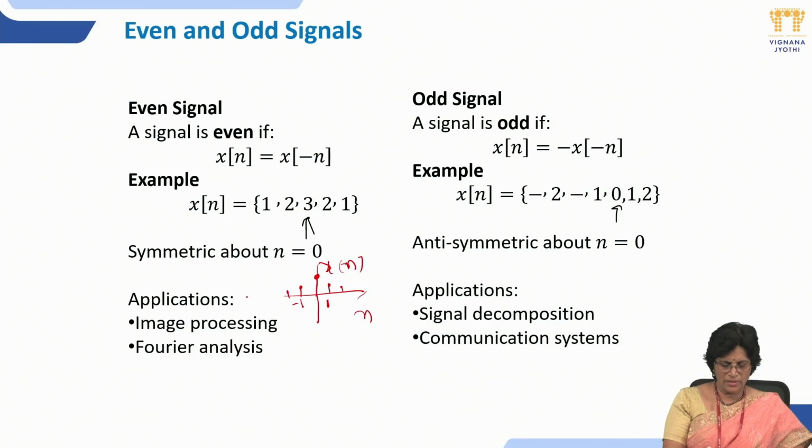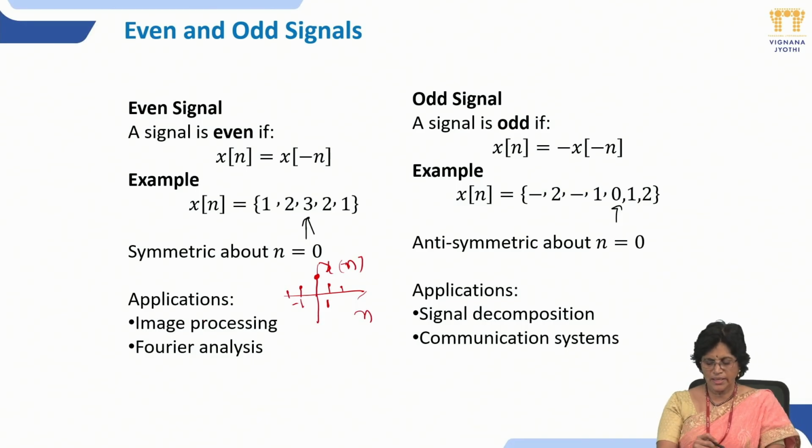This even signal and odd signal concept is mostly used in signal processing, image processing, Fourier analysis, and signal decomposition. In many applications we are using this concept. Coming to odd signal. A signal is odd. In the discrete case, it is all the same concept. If x of n is equal to minus x of minus n, then we say that the given signal is odd. See here clearly.